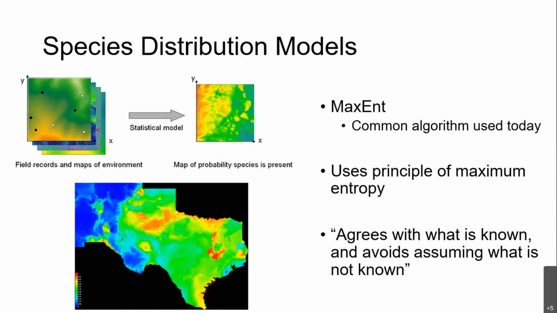Basically, this is how you read these if you've never seen one before. The warmer colors indicate higher habitat suitability, like your reds, oranges, and yellows. But the cooler colors, especially the blue, indicate low probability of encountering a certain species.